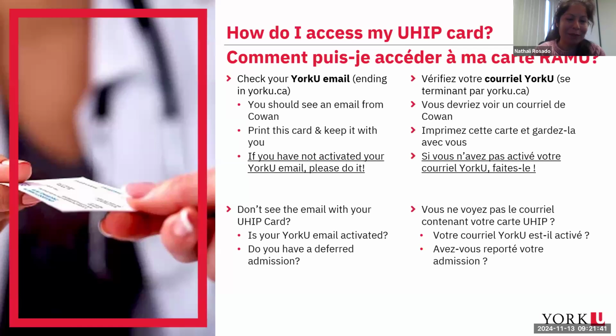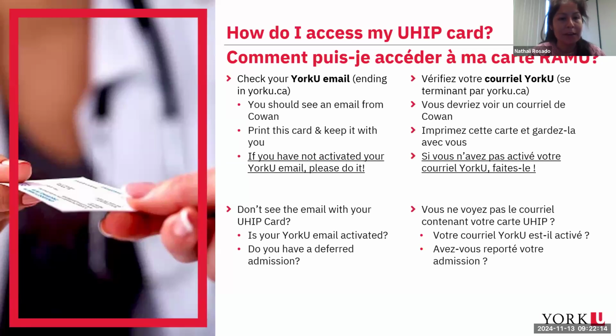Okay. And so, as I mentioned beforehand, how will you be able to see your UHIP card? There's going to be an email that's sent to you by the insurance company. So the first thing that you need to ensure you do is you activate your York University email address. If you do not activate your York University email address, the insurance company will not send you the email. And then you might not know that you have UHIP coverage, even though you do. So if you have not yet done so, please do activate your York University email address.